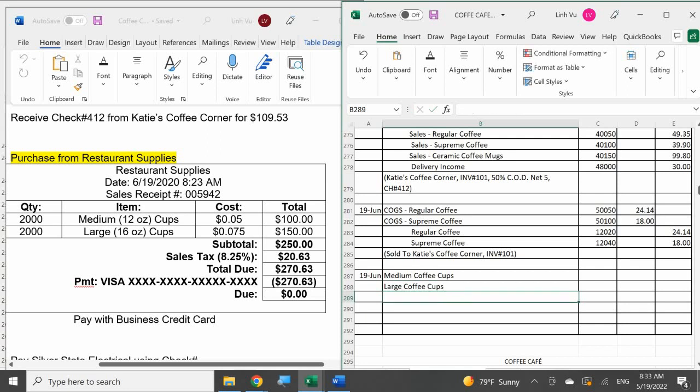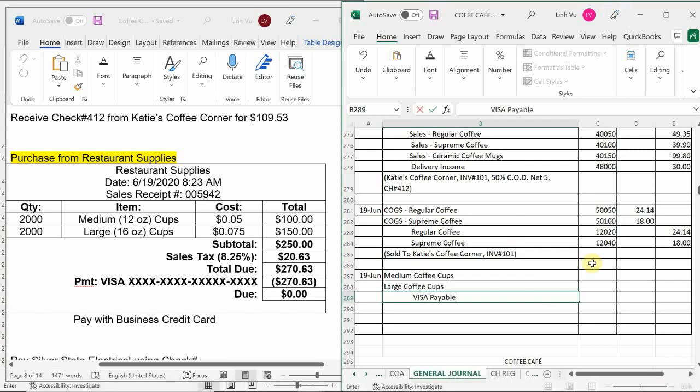Okay, and how did I pay for it? Visa credit card. Visa. Okay, so alright. So how much of the medium cups did I buy? How much did it cost me? 100, okay?